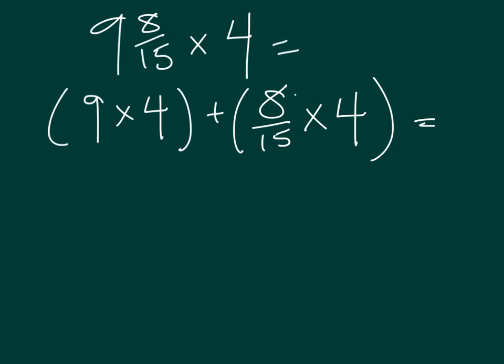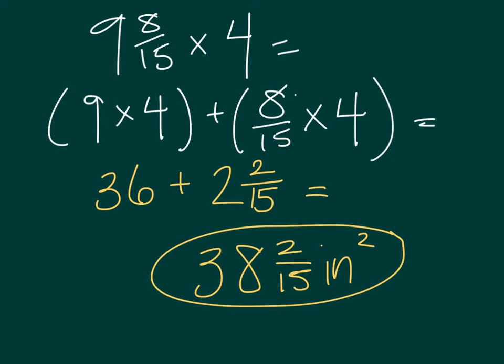I'm going to have you pause the video and figure out what the area of the 4 rectangular quilt patches would be. Play the video again if you would like to check your answer. The answer for this problem would be 38 and 2/15 inches squared.